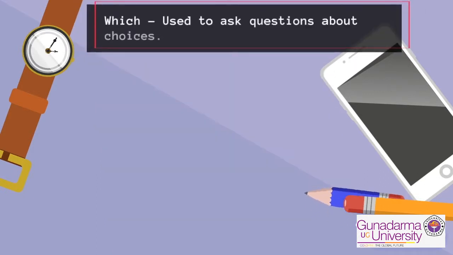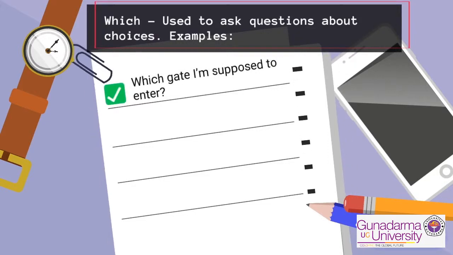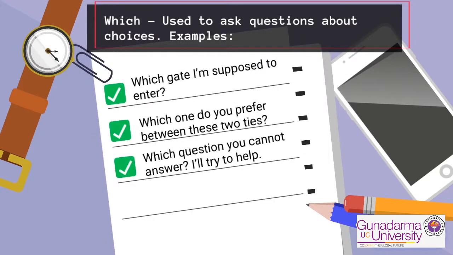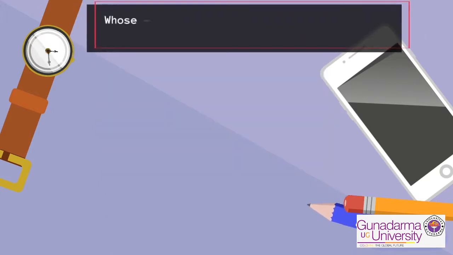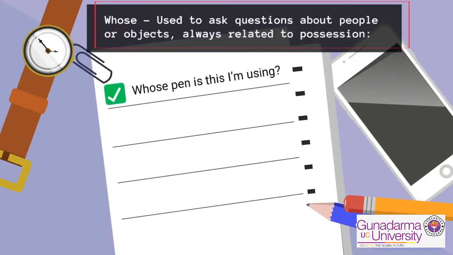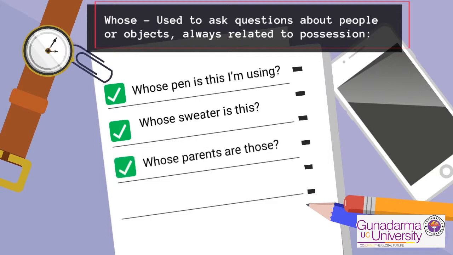Which, used to ask questions about choices. Which gate am I supposed to enter? Which one do you prefer between these two ties? Which question you cannot answer? I'll try to help. Whose, used to ask questions about people or objects, always related to possession. Whose pen is this I'm using? Whose sweater is this? Whose parents are those?